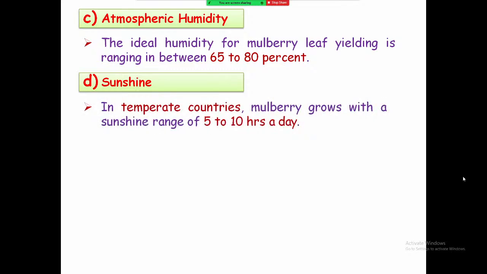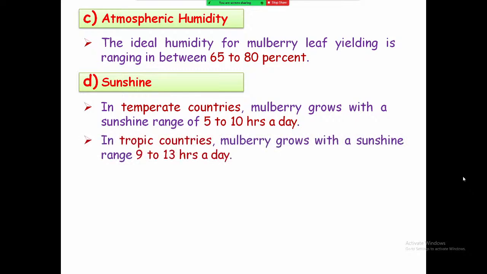In temperate regions, mulberry can grow with sunshine ranging from 5 to 10 hours per day. म्हणजे 5 ते 10 तास जर सनशाईन असलं तर टेम्परेट रिजनमध्ये mulberry ग्रो होऊ शकतं. And in tropical countries, the sunshine hours are 9 to 13 hours per day. Okay, so this is the sunshine requirement.